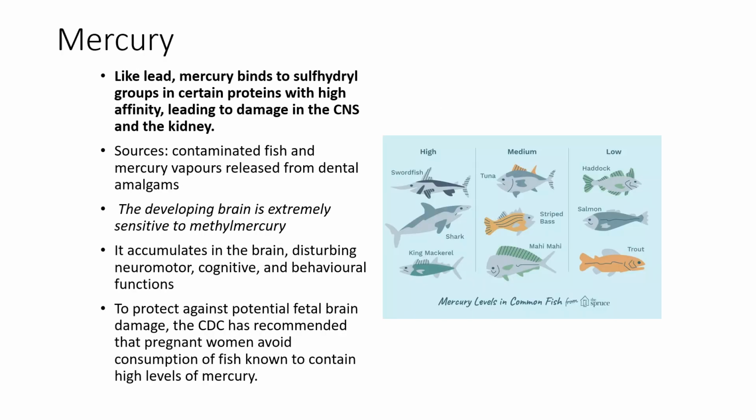Mercury binds to certain proteins with high affinity that can lead to damage in the CNS and the kidney. The sources of mercury are contaminated fish and mercury vapors released from dental amalgams. The developing brain is extremely sensitive to methyl mercury. It can accumulate in the brain and disturbs neuromotor, cognitive, and behavioral functions.